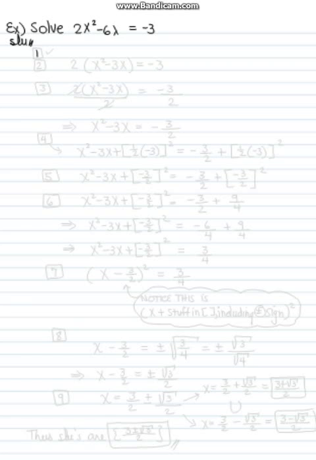What an innocent looking problem. Solve by completing the square. Well, yeah, you're going to have to use that method because we don't have another method. Solve 2x squared minus 6x equals negative 3.